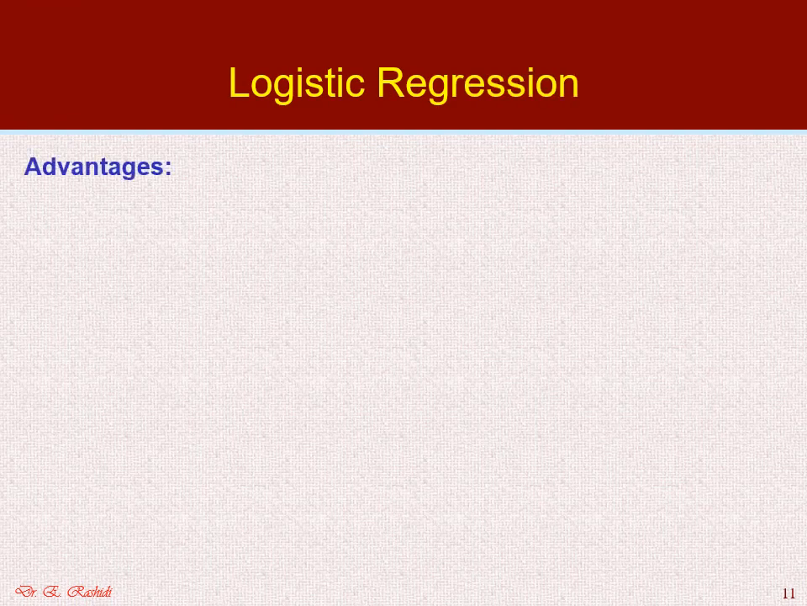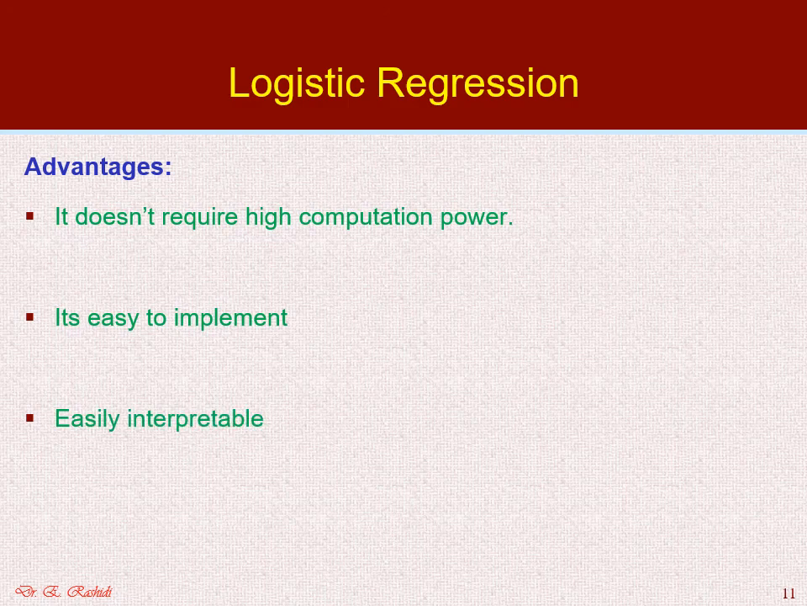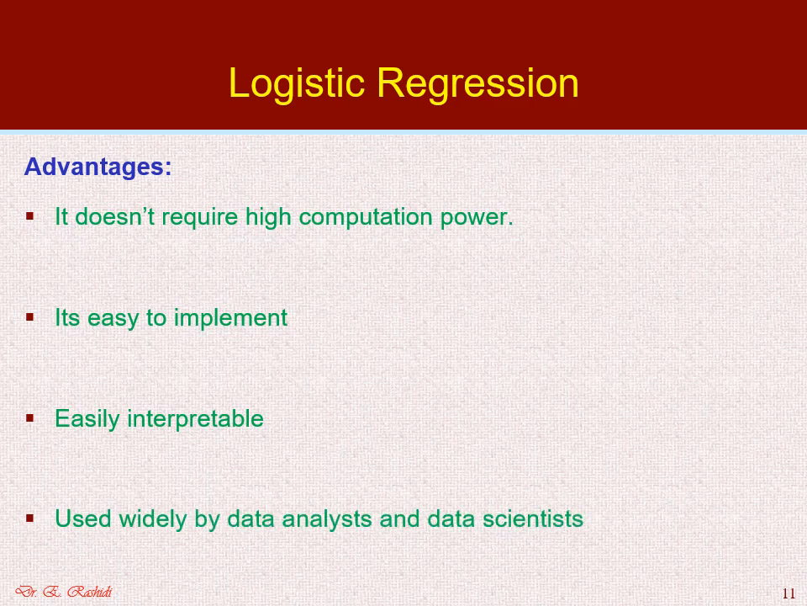Let's see the advantages of the logistic regression algorithm. The logistic regression algorithm does not require high computation power, unlike the k-nearest neighbor algorithm that we have seen before. Also, logistic regression is easy to implement, as we saw in the example that we had. And it's easily interpretable. Also, it is used widely by data analysts and data scientists. It's one of the first things to go to for classification problems, especially for binary classification problems.